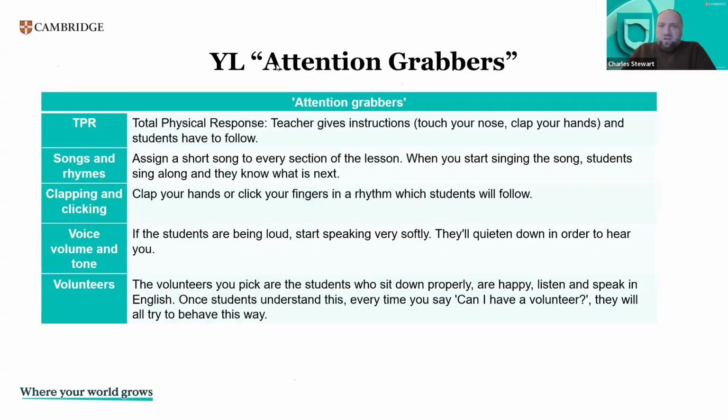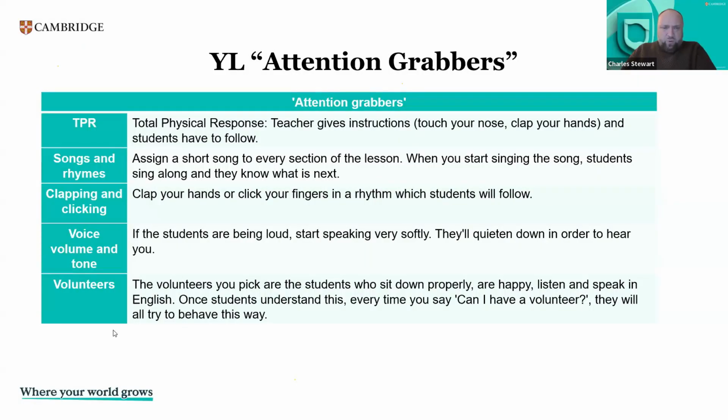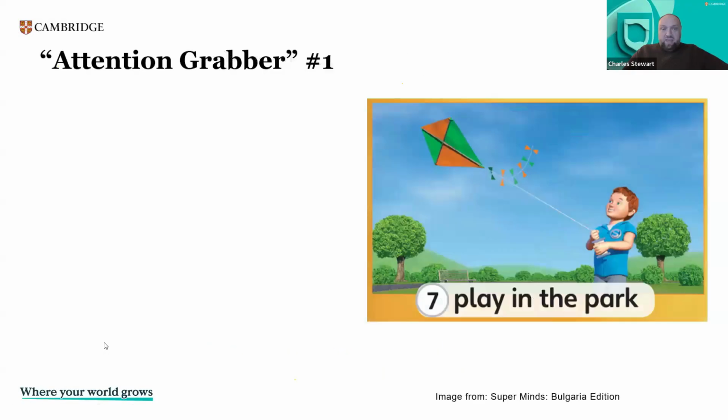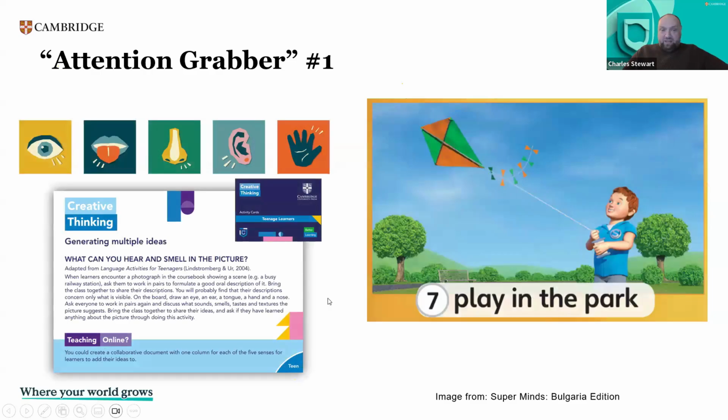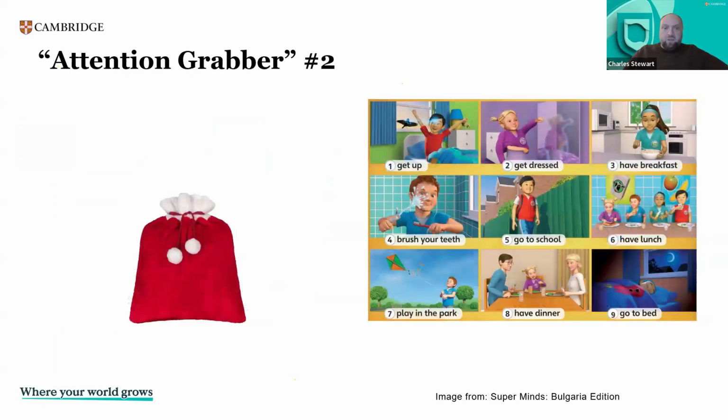Now, here is a list of some attention grabbers. Have a look and read through these attention grabbers. And my question for you is, would you add anything to this list? So for me, I would definitely add the five senses that we did, walking through a picture using your five senses in order to get them interested in the activity.